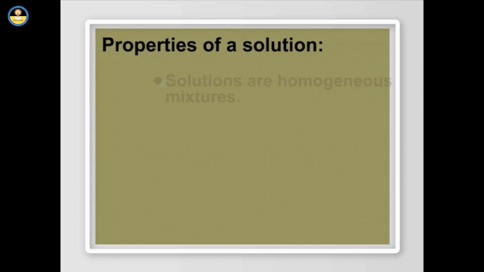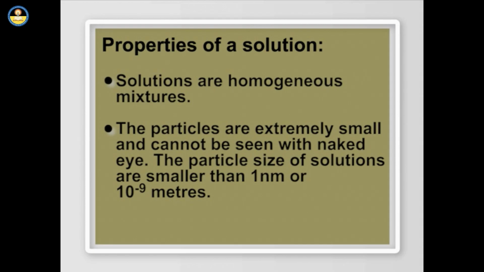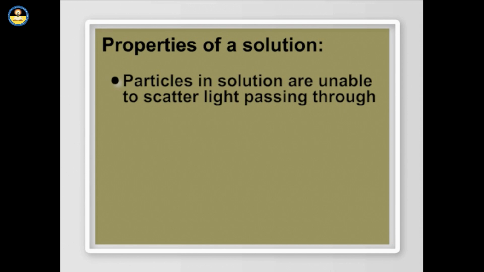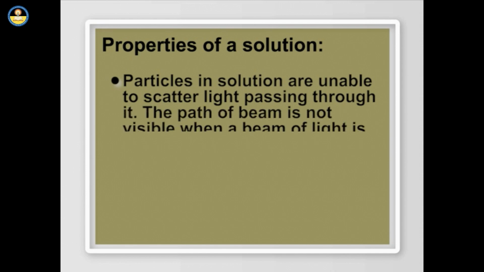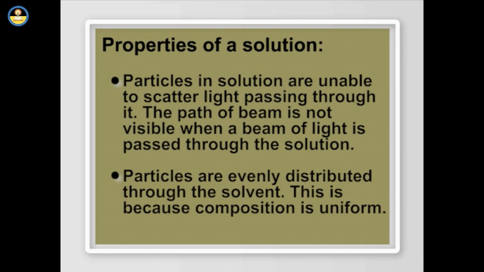Properties of a solution. Solutions are homogeneous mixtures. The particles are extremely small and cannot be seen with the naked eye. The particle size of solutions is smaller than 1 nm or 10 to the power minus 9 meters. Particles in a solution are unable to scatter light passing through it. The path of the beam is not visible when a beam of light is passed through the solution. Particles are evenly distributed through the solvent. This is because composition is uniform.